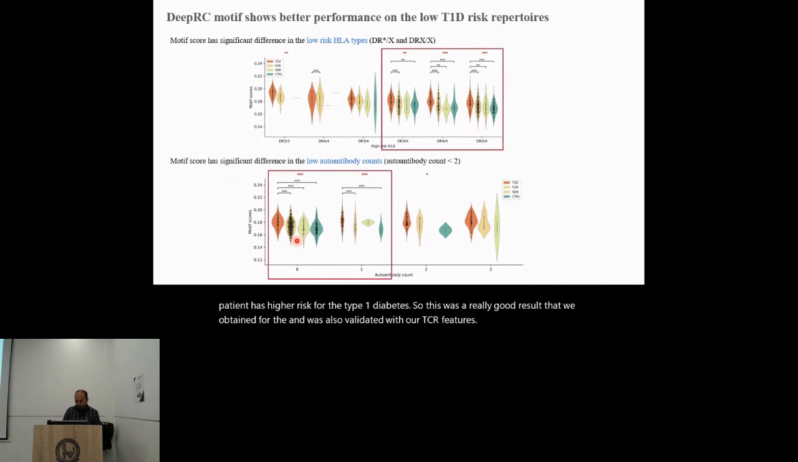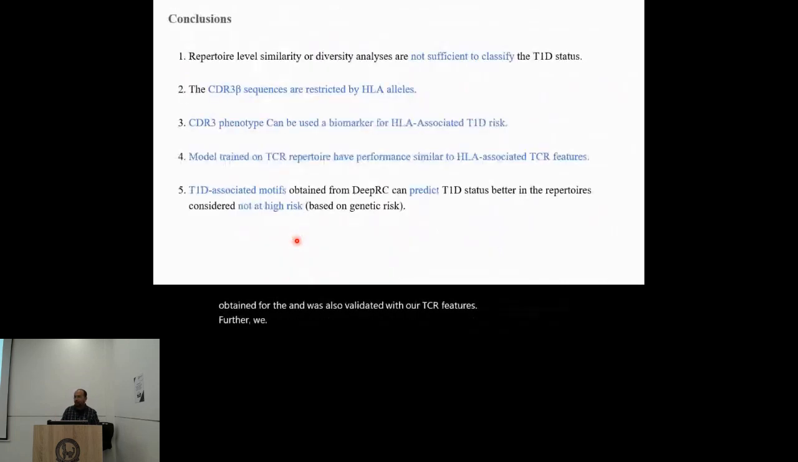Further, we also tested these motifs on our spleen and pancreatic cohorts, and we also observed the same results there. I'm not showing those results here, but that was the conclusion, which is kind of a big result in the type 1 diabetes domain because none of the motifs were actually found in the spleen, at least from the peripheral blood. Overall, the conclusion of this work is that we found that repertoire level similarity and diversity analysis cannot sufficiently classify type 1 diabetes status.